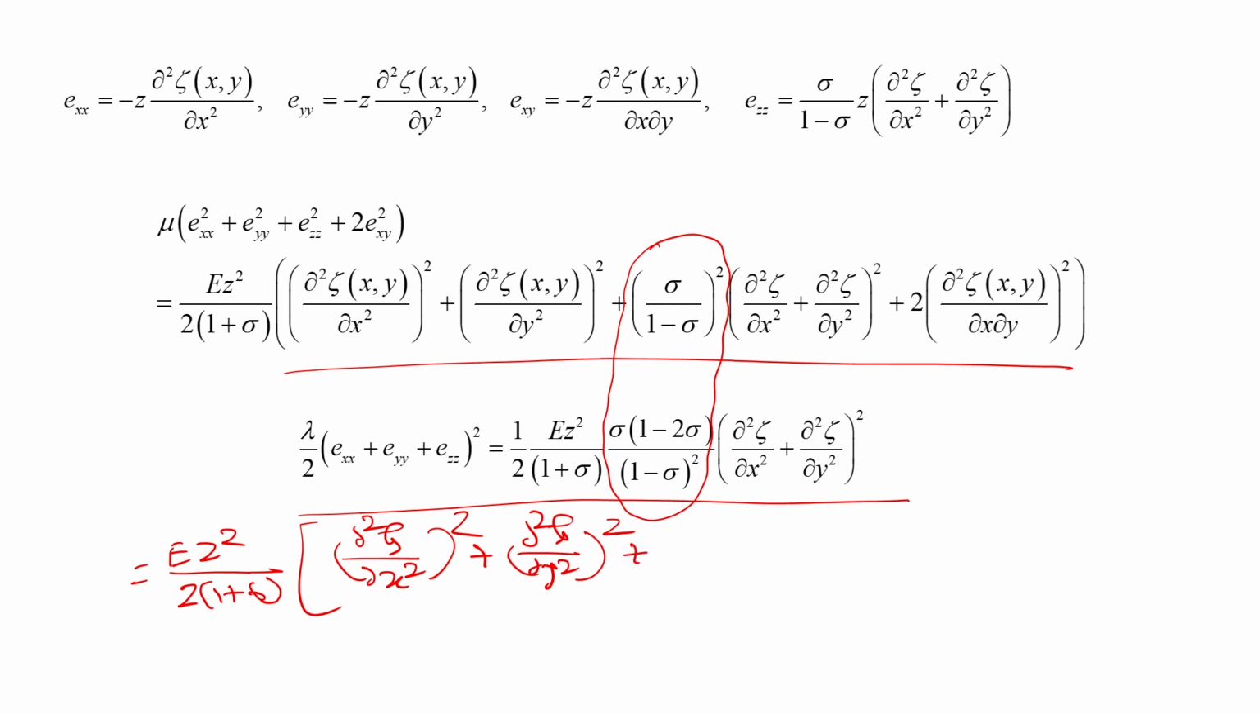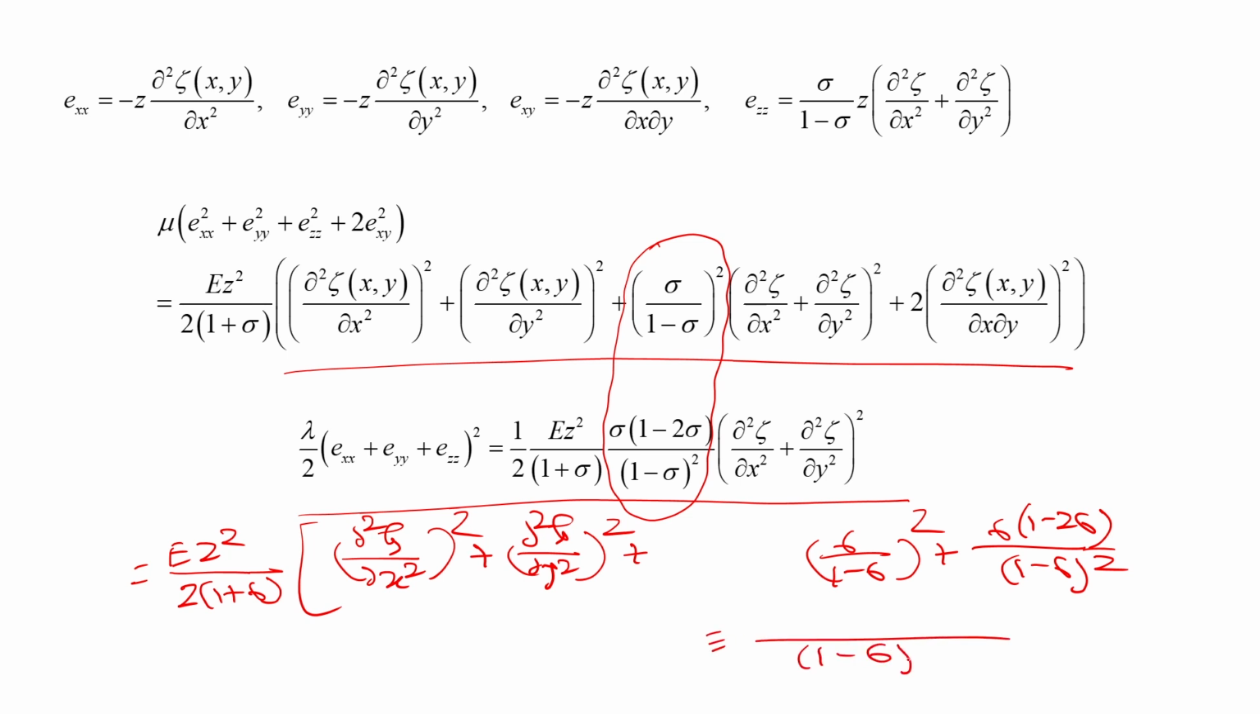so if you add this, what will come out to be, so let us do it separately. So it is sigma by 1 minus sigma whole square plus sigma into 1 minus 2 sigma by 1 minus sigma whole square. So it will be 1 minus sigma whole square, and this is sigma square plus this is sigma minus 2 sigma square. So it is sigma into 1 minus sigma. So it is sigma minus sigma square. So sigma into 1 minus sigma by 1 minus sigma whole square. So it is 1 minus sigma. That's what it comes out to be.